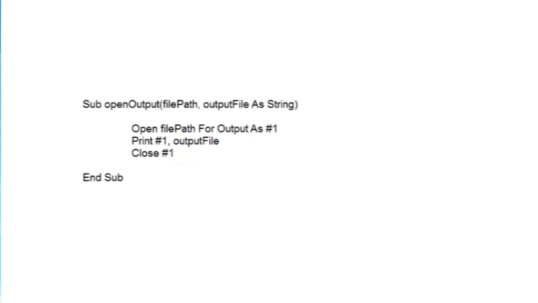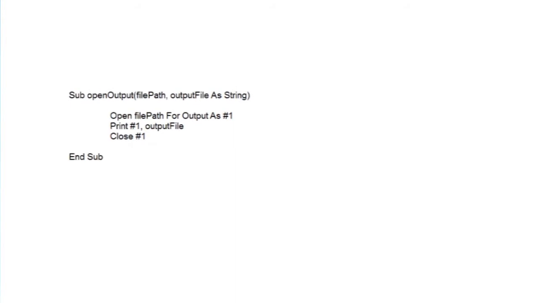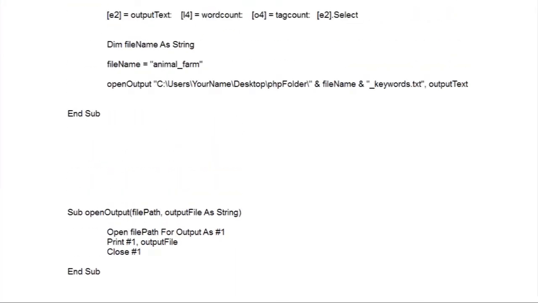So we've set up a small subroutine called open_output, and in the brackets next to the name we've added 2 string variables, file path and output file. These are variables which we'll use in the next few lines of code, which you'll recognize from other videos, to output our text data into a file in the PHP folder. But how does this subroutine get this information? Simple, we send the data to it from our main routine like this. We've declared a file name string and given it the value Animal Farm.